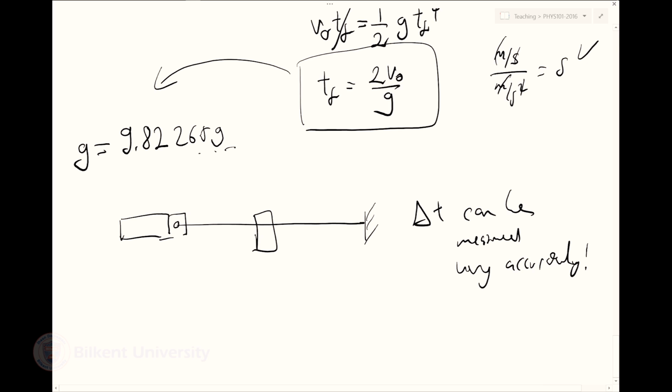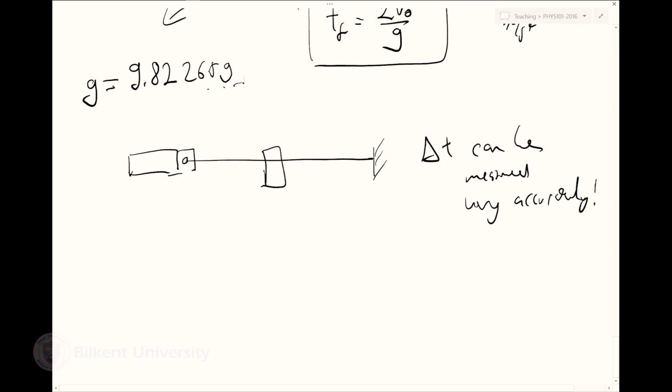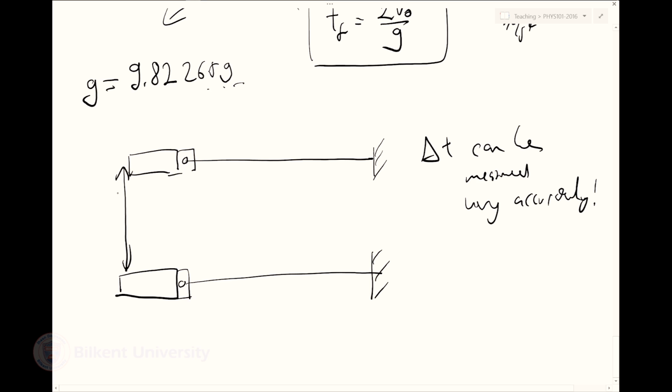So here's the next experiment I propose. I'll take one of these laser timers. I'll put another one, and I'll put them on top of each other. What I can do is I can measure the length L, the distance between these two laser timers extremely accurately, to 1 part in 10 to the 8, let's say.